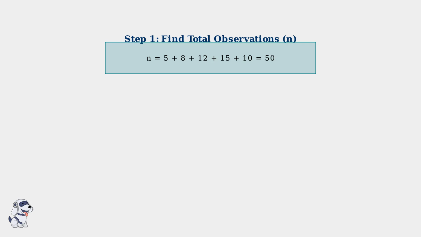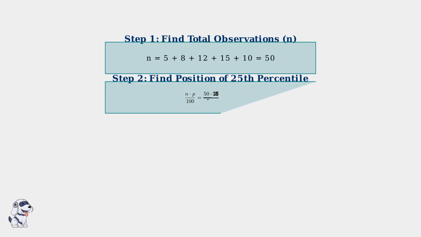5 plus 8 plus 12 plus 15 plus 10 equals 50 total observations. Step 2. We find the position of the 25th percentile by multiplying n times p over 100. That's 50 times 25 divided by 100, which equals 12.5.